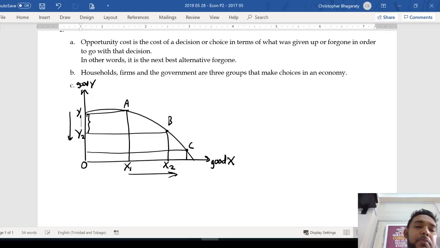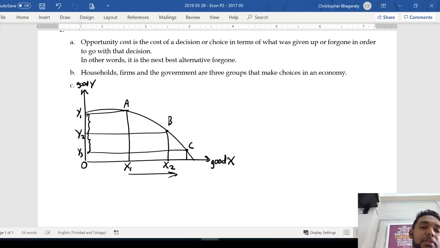Check this. So if we went from point B to point C, does this decrease of Y, from B to C, more or less than the initial decrease? Let's check it out. Look at this distance here and compare to this distance here. Are they about the same? Yeah, about the same.